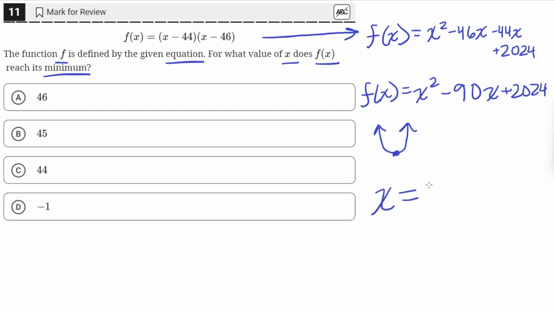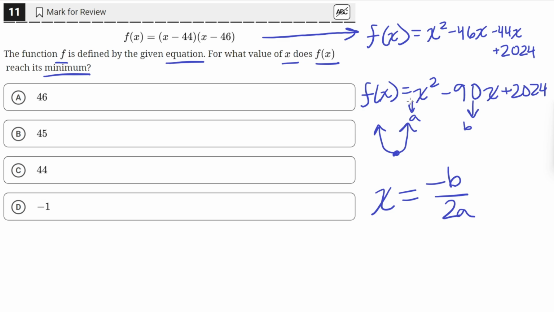And from the formula x equals negative b over 2a, this is the x value of the vertex of a quadratic. So in a quadratic, the b value is the coefficient of the x term, and a is the coefficient of the x squared term. C is this constant.